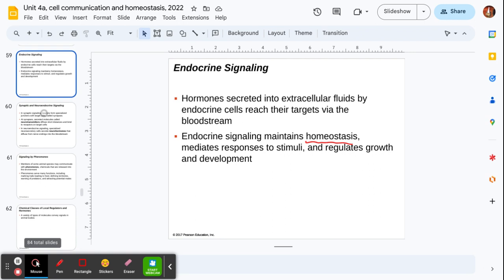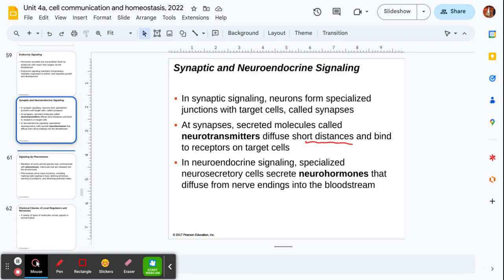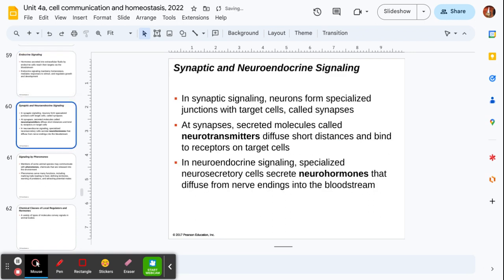There are a couple types of signaling with the endocrine system. But before we get there, let's talk a little bit about things that also interact with the endocrine system, and that would be the nervous system. And in the nervous system, we don't have endocrine signaling, we have synaptic signaling.